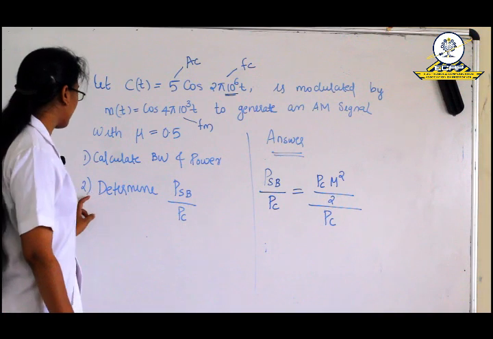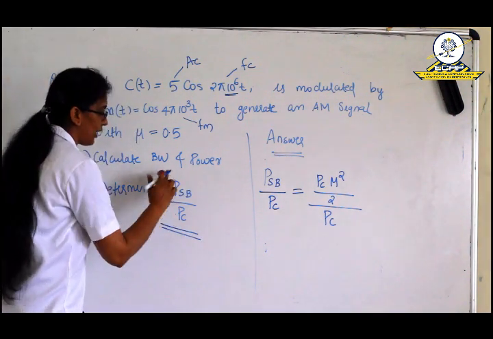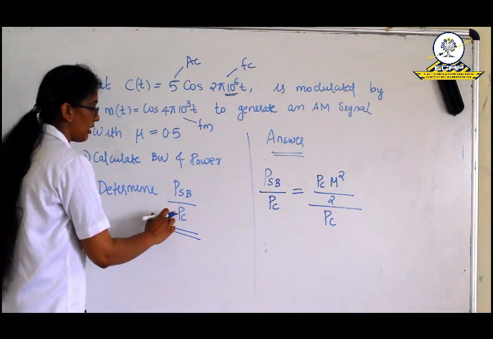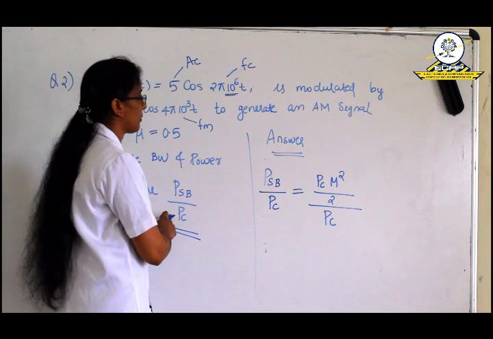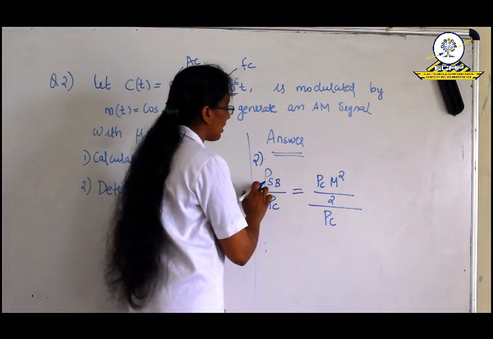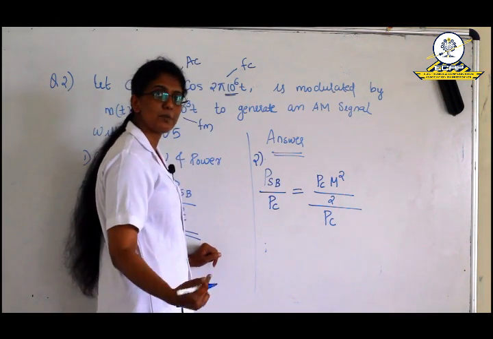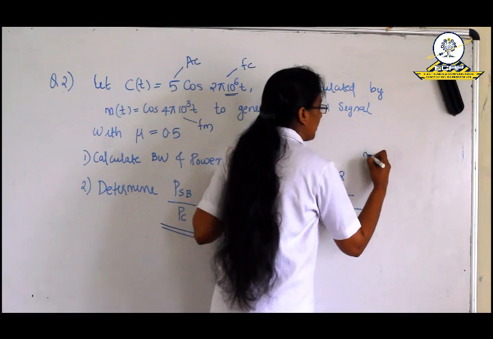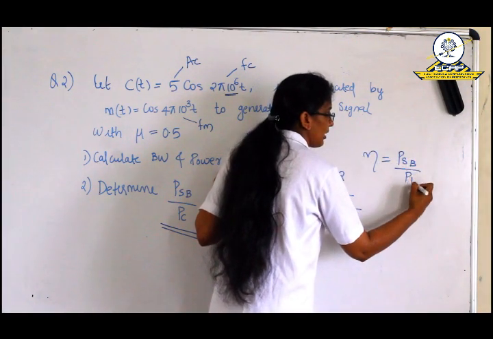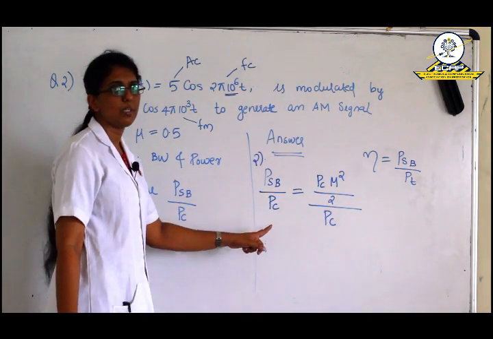Now our second question is, determine PSB by PC, the quantity PSB by PC. PSB means sideband power. PC means carrier power. So the second question is, calculate PSB by PC. This is not a term related to efficiency. Efficiency is PSB by PT, that is total power. The question is asking only PSB by PC.